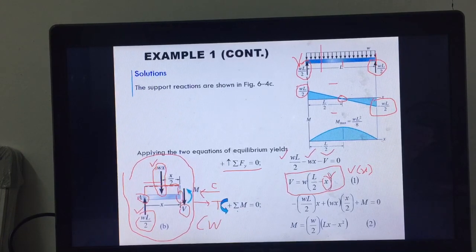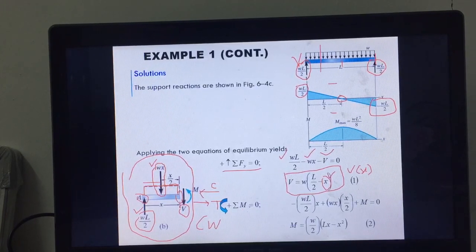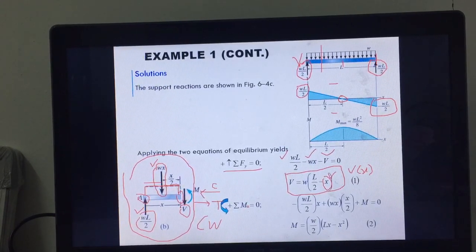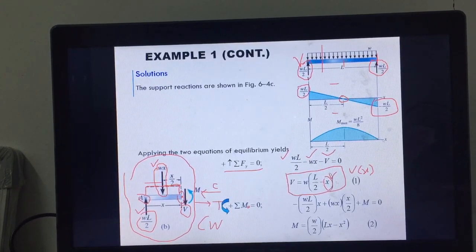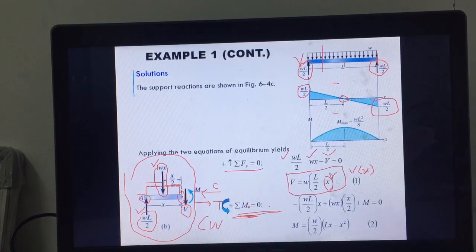So for bending moment, if you do the summation of moment, my suggestion, do it at the section. You can do it anywhere, by the way, but do it at this section, that you have this V and M, so that the V won't appear in the moment equation. In this moment equation, we don't want V, the internal shear, to appear. Alright?